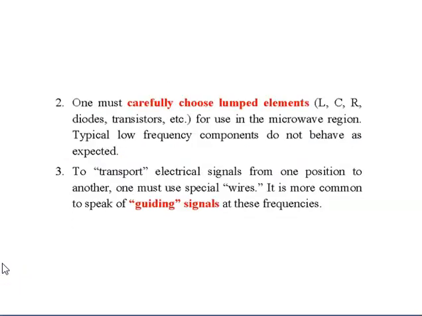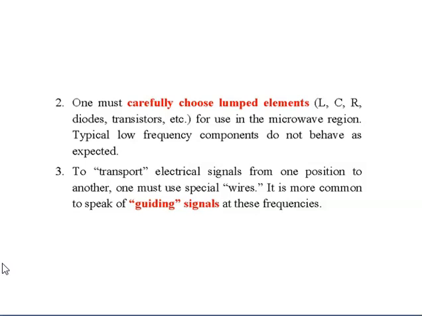Next, you have to carefully choose the lumped elements. So what are lumped elements? You have L, the inductor, C, the capacitor, R, the resistor, the diodes, the transistors, and so on. If you want to use the microwave region, because you are dealing with very high frequency, you have to choose them very carefully. Typical low frequency components do not behave as expected. You don't have this kind of problem for low frequency components.